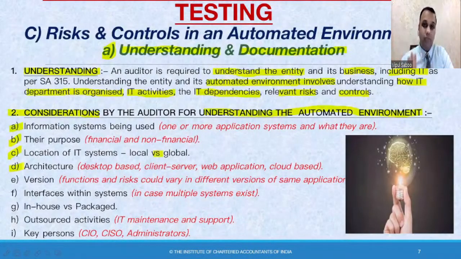Desktop is in the organization: you have that desktop which contains all that information. Then there is client server architecture, where there is a central server which maintains all the information, and there are computers attached to it where we can work on that particular information.